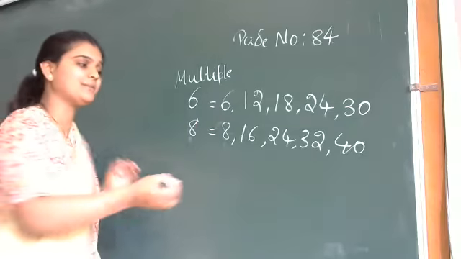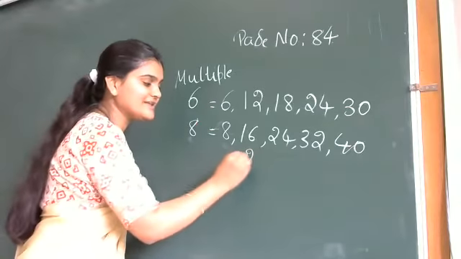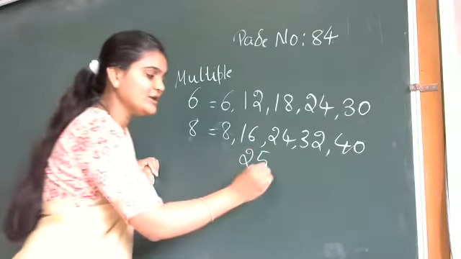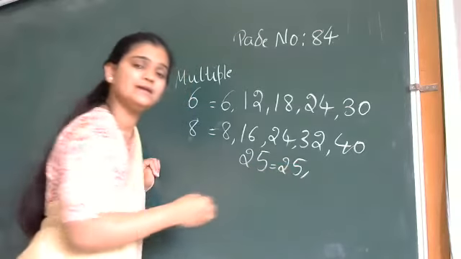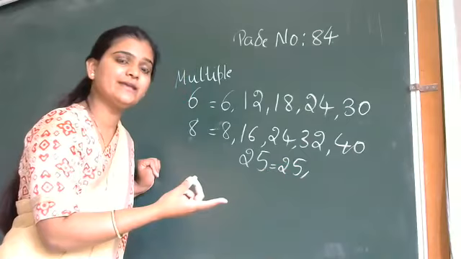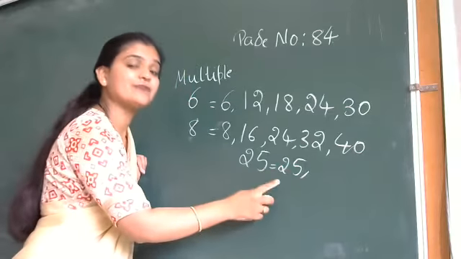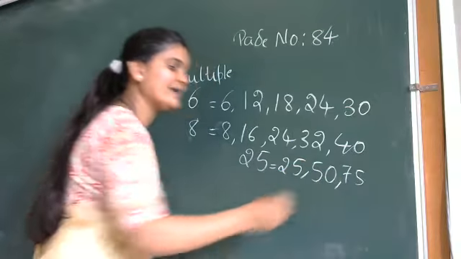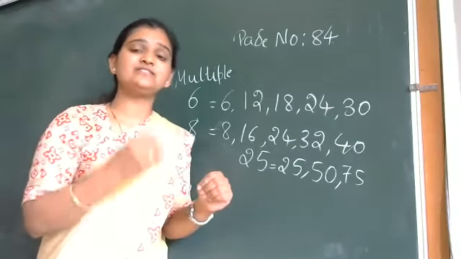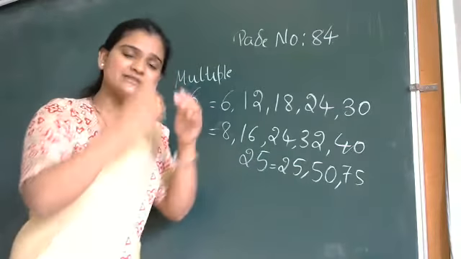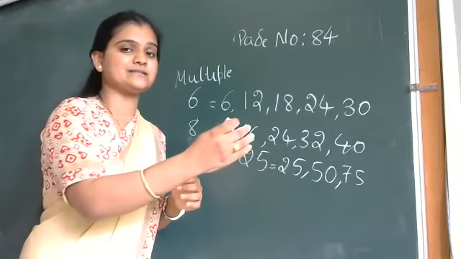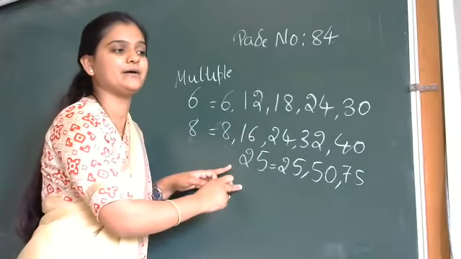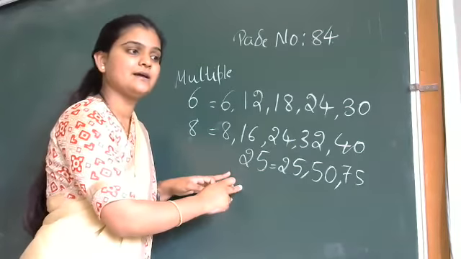If you take any bigger number, children, for example, 25. If I ask you the multiples of 25, you will have to start with the same number. Yes or no? Or will you start from 50? No. You will have to start from 25, and 25 twos are 50, 25 threes are 75. So whichever number you take, you will have to start with the same number for the multiples. So the number itself is the smallest multiple of any given number. Is it clear?